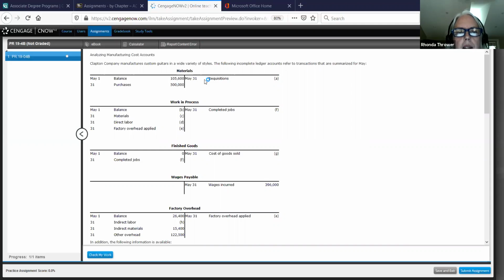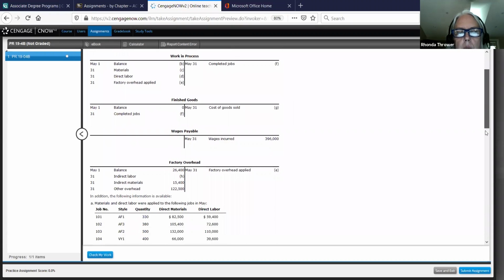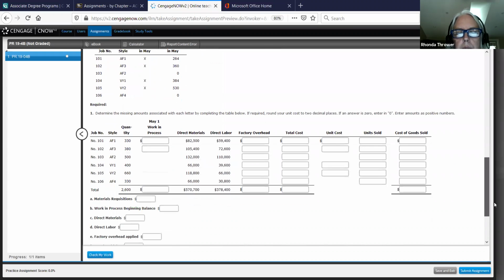What you're going to need to find is how many materials were requisitioned. And so what you need to know about the materials requisitions are which jobs ordered materials throughout this period of time. So I'm going to scroll down to where they've got a little spreadsheet that they prepared for you in table form. This table form or spreadsheet needs to be completed first before we can determine each one of the missing amounts from above.